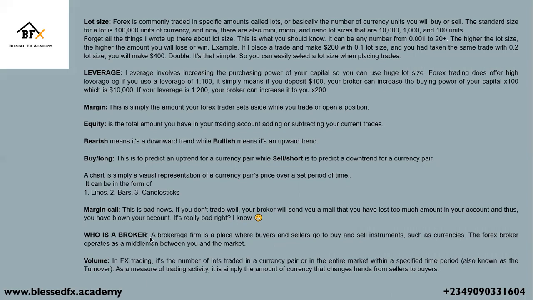Now, volume is another term in forex. It's just the number of lots traded in the currency pair. Understand? They can say up to 3,000 lots are traded on EUR/USD and the like. Just saying that to tell you the activity going on in the market.